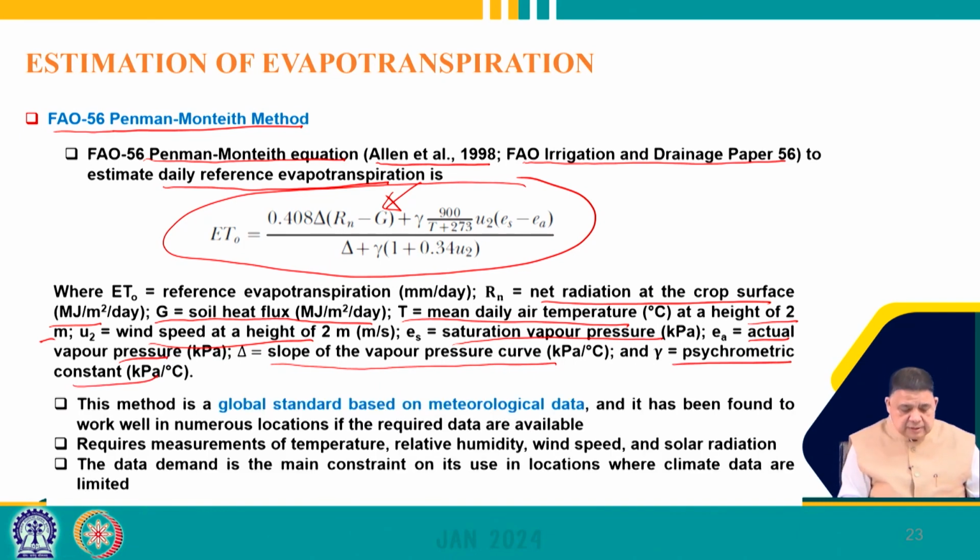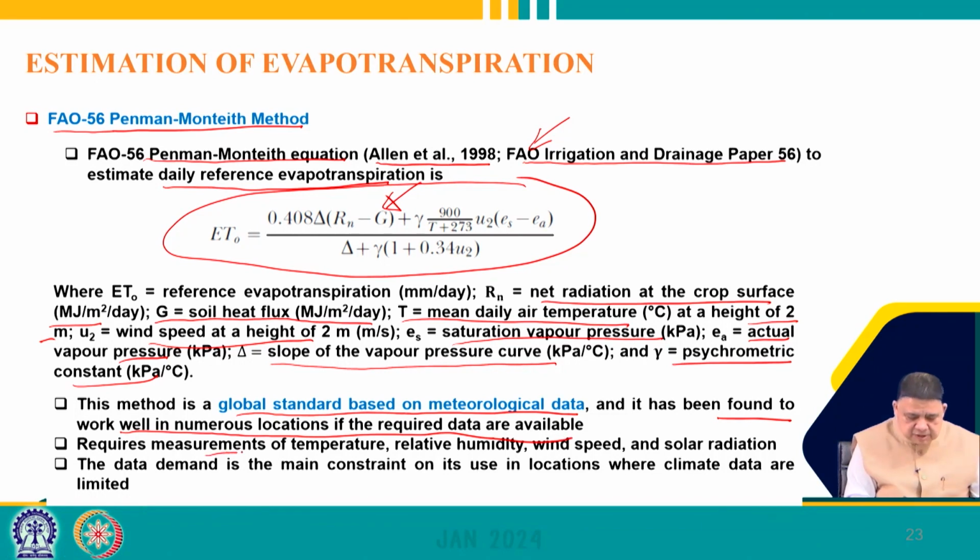Now, this method is used as a global standard based on meteorological data. This came after a huge amount of experimentation conducted under the Food and Agriculture Organization, FAO, by a team led by Richard Allen in 1998. They collected data from around the world and used this equation, and they found that this method works well in numerous locations if required data are available.